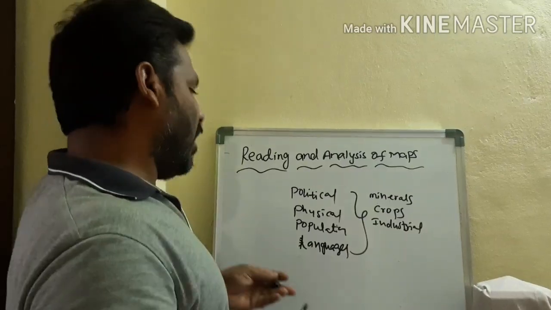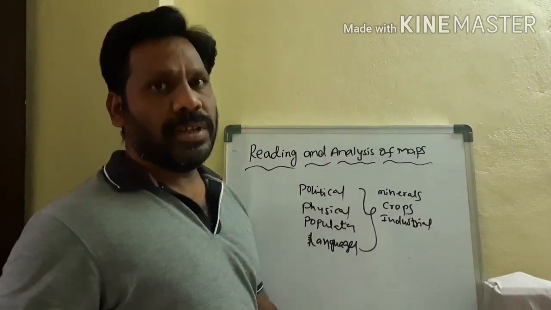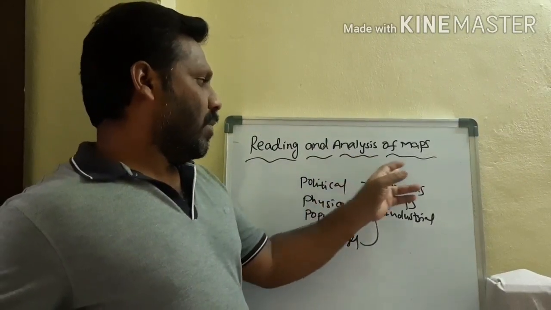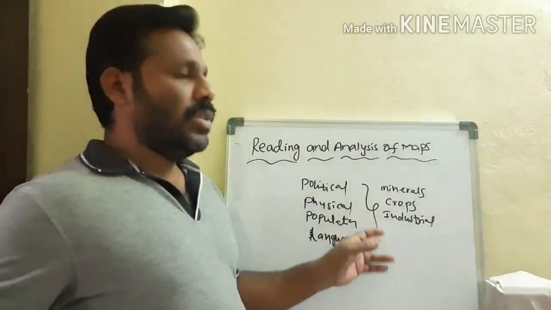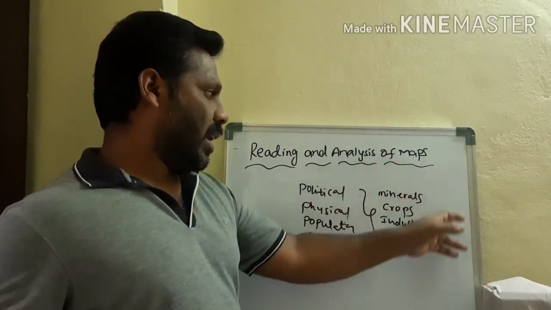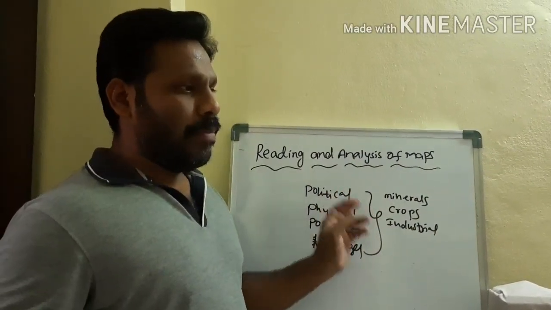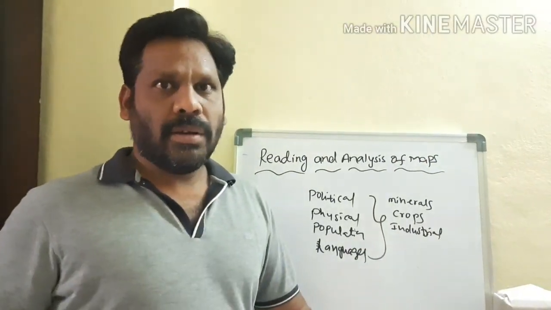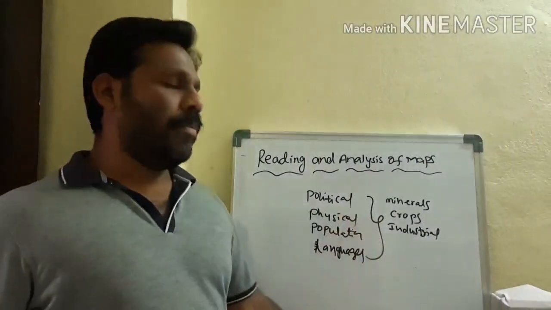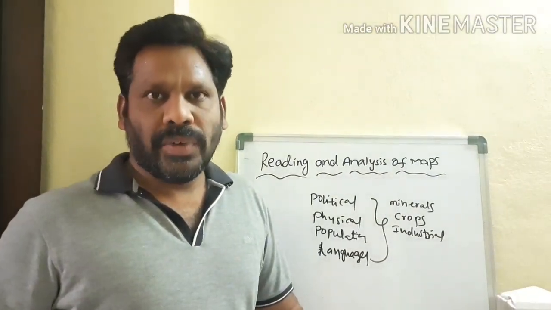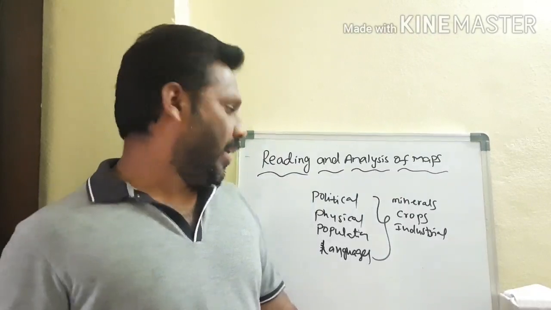A map, unlike a photo, does not show the real features for us. If you look at a real photograph, these would not be visible. That's why geographers have prepared different types of maps. A political map shows states, countries, borders, and districts. A physical map shows mountains, plateaus, plains, rivers, and lakes.